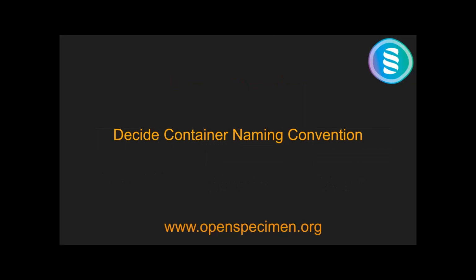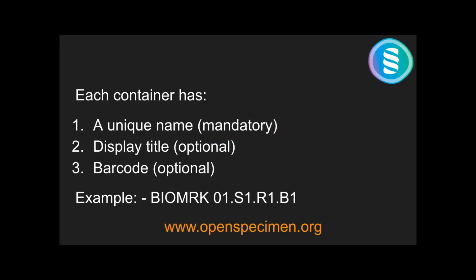Any questions so far? Just feel free to stop me wherever you have any questions. The next part is deciding the container naming convention. Basically, each container has 3 types of names that are supported by OpenSpecimen. The first one is a unique name, that is mandatory.